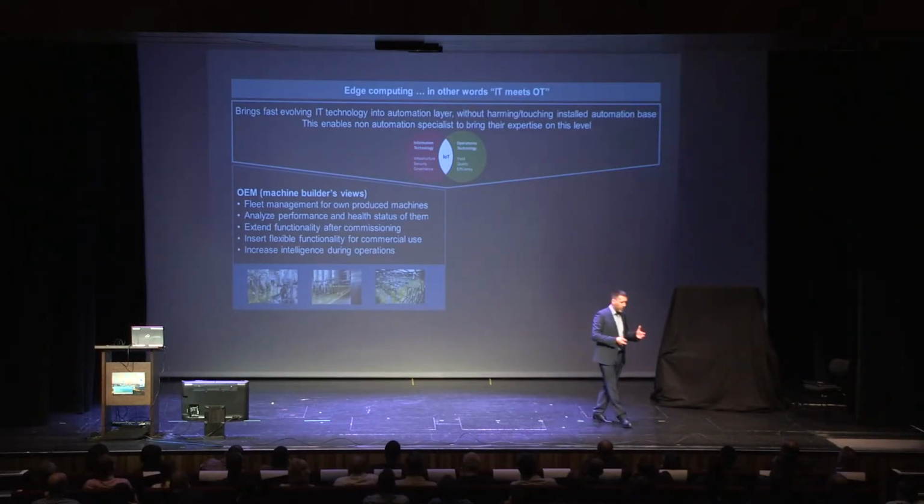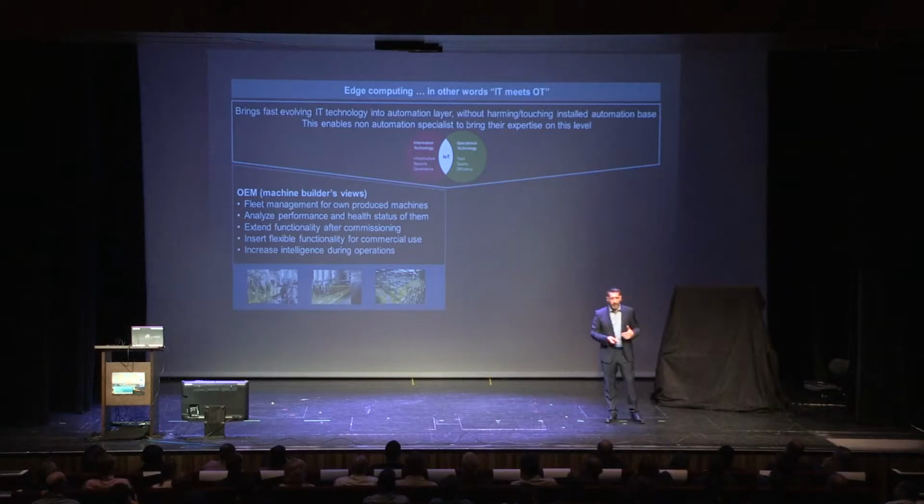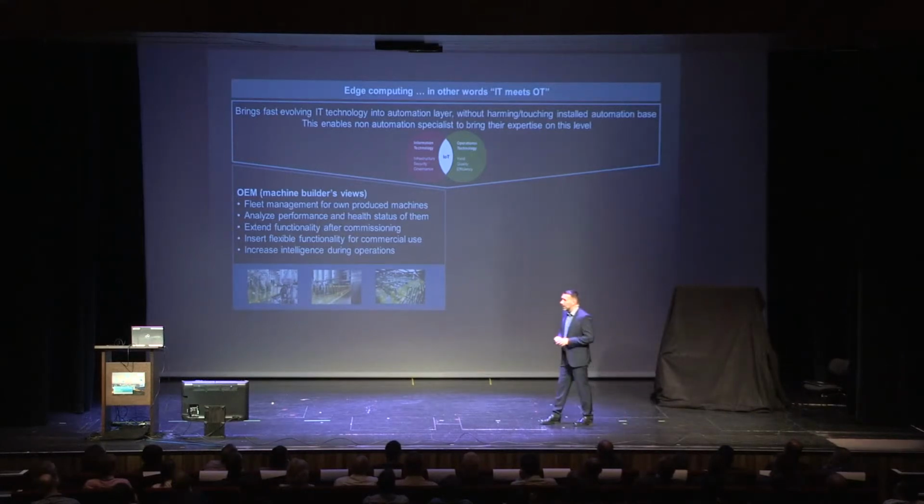For an OEM, for a machine builder, the machines he's producing are most important. It's independent for him to whom he sells the machine. He wants to stay in contact with his machine. He also wants to add additional functionality to his machine, especially after having delivered it to the customer, where he is probably not able to touch it anymore. And therefore, edge computing is a very interesting technology he tries to leverage.